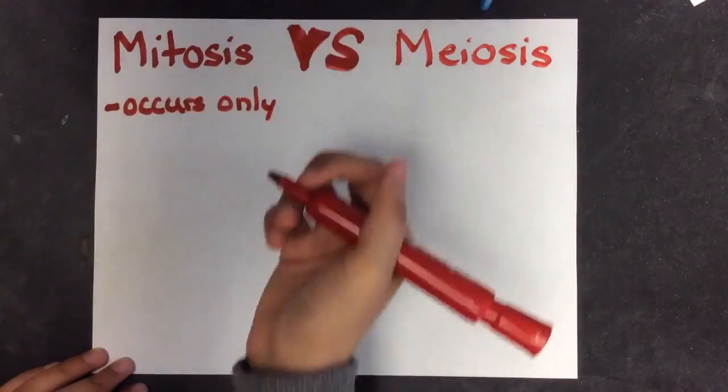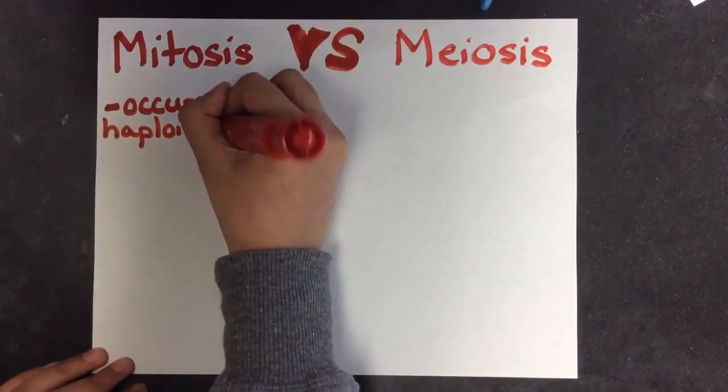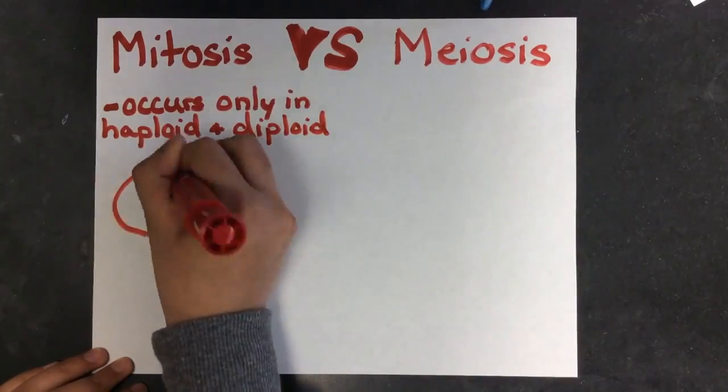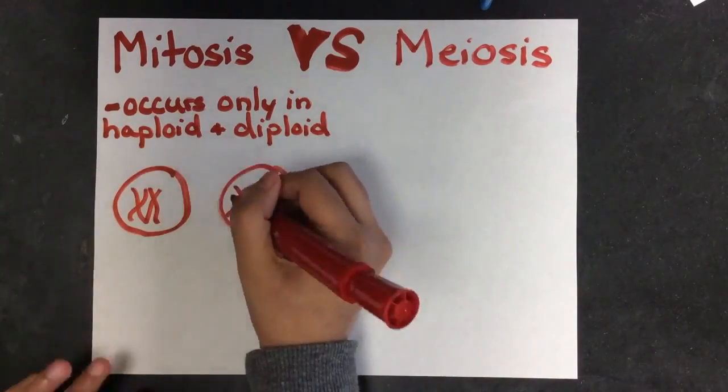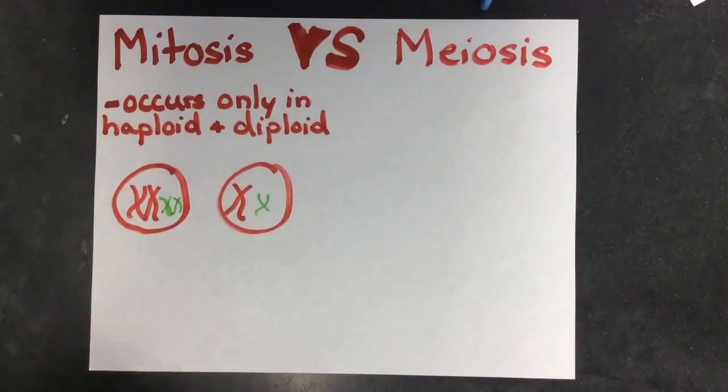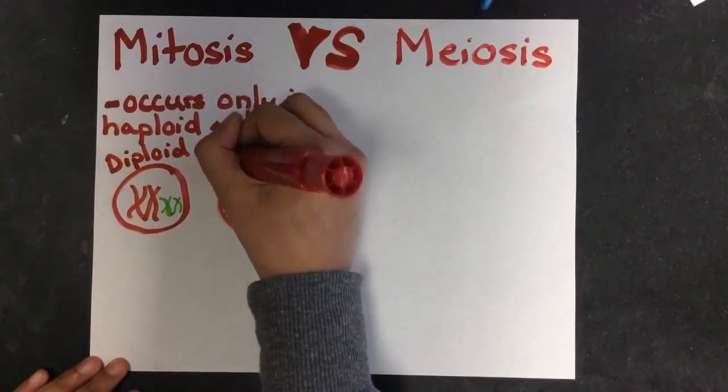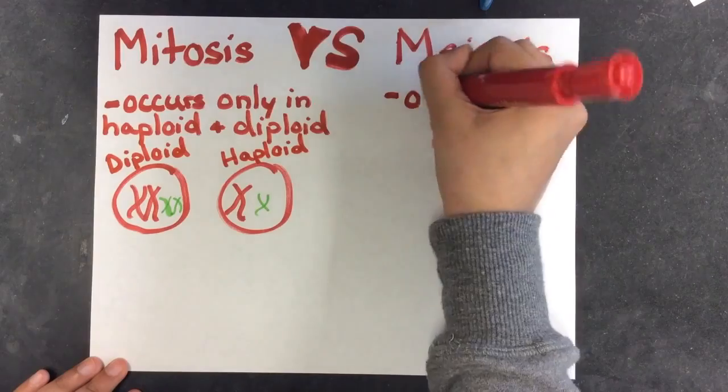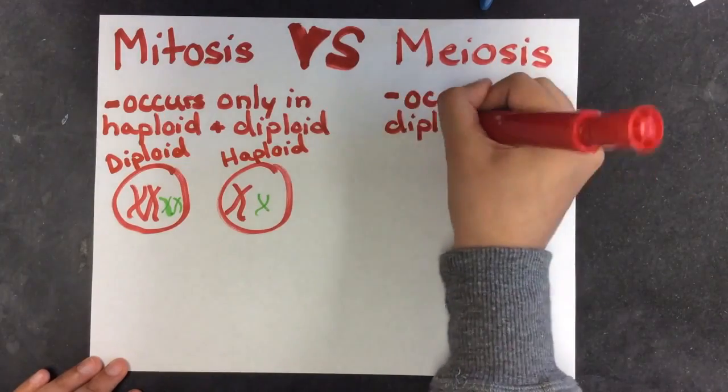The most prominent difference between mitosis and meiosis is that mitosis occurs in both haploid and diploid cells, whilst meiosis occurs in only diploid cells. Haploid cells are one pair of chromosomes, while diploid cells are two pairs of chromosomes.